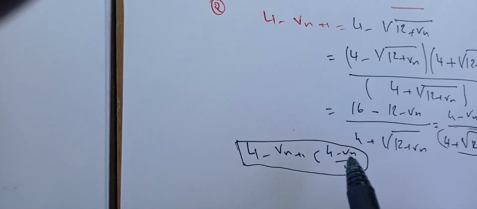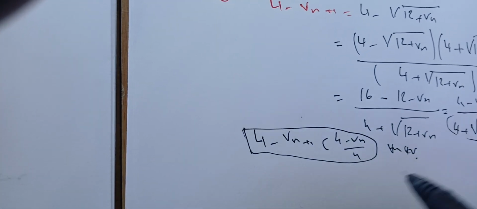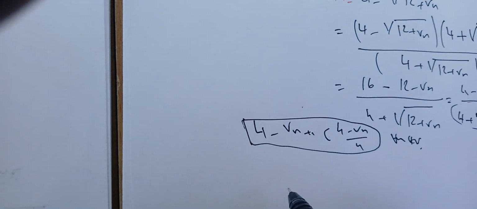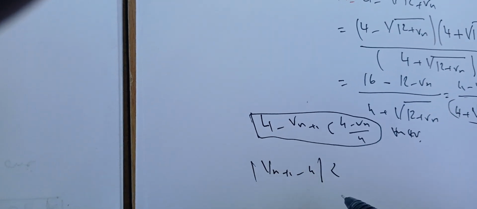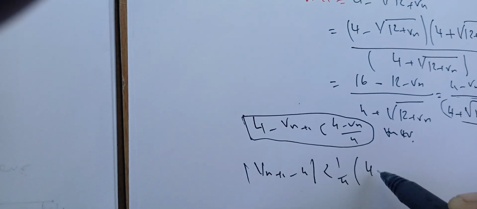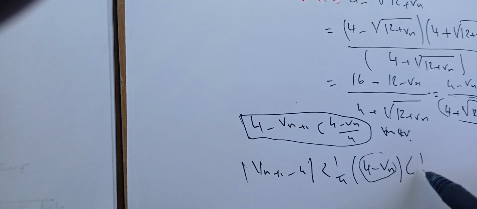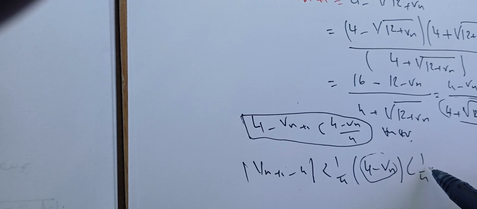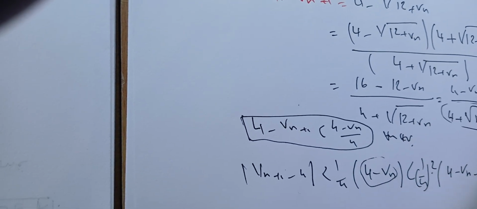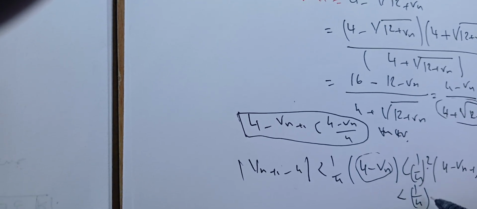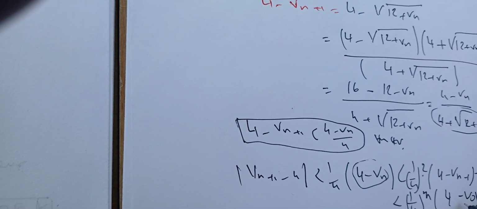How can we use this one? We have this true for all n, so let's take the absolute value of both sides. We have the absolute value of Vn+1 minus 4 is less than 1 over 4 times (4 minus Vn). But we're going to use this recursively here. So it's less than 1 over 4 times 1 over 4, which is 1 over 4 squared, times (4 minus Vn-1), and so on. We keep multiplying, so we have 1 over 4 to the power n, times (4 minus V0), and V0 is just 0.